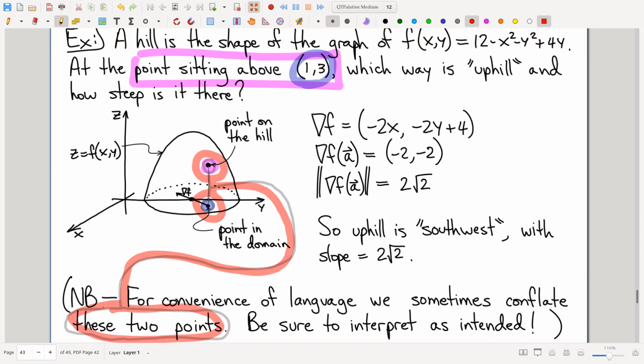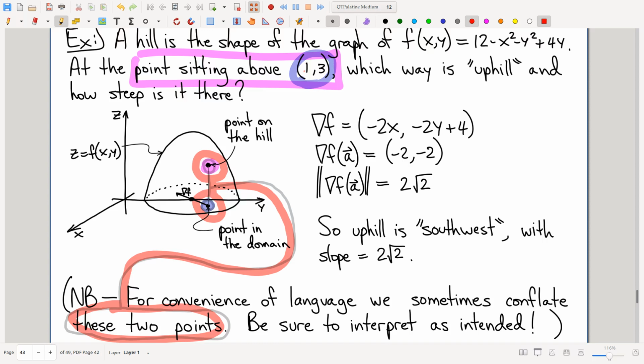I've gone to the trouble here of explicitly distinguishing the map coordinates from the point on the graph corresponding to those map coordinates, and that will not always be the case. It's just a little tedious to constantly say I'm at the point sitting above 1, 3. It's so much easier to say I'm at 1, 3, and then you as the listener have to understand that, of course, I'm on the graph, so I'm at 1, 3, whatever z is. Does that make sense to everybody? Okay.